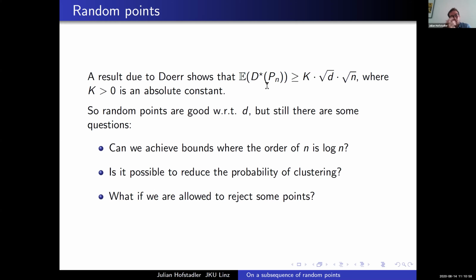So to sum up, what can we do with random points, with IID uniformly distributed random points? We see they're quite good with respect to d compared to the other bounds, but still we always have this square root of n in any bound here. So one question would be, is it possible to also create sets which have a log n bound? Clearly, this can get worse with respect to d then.